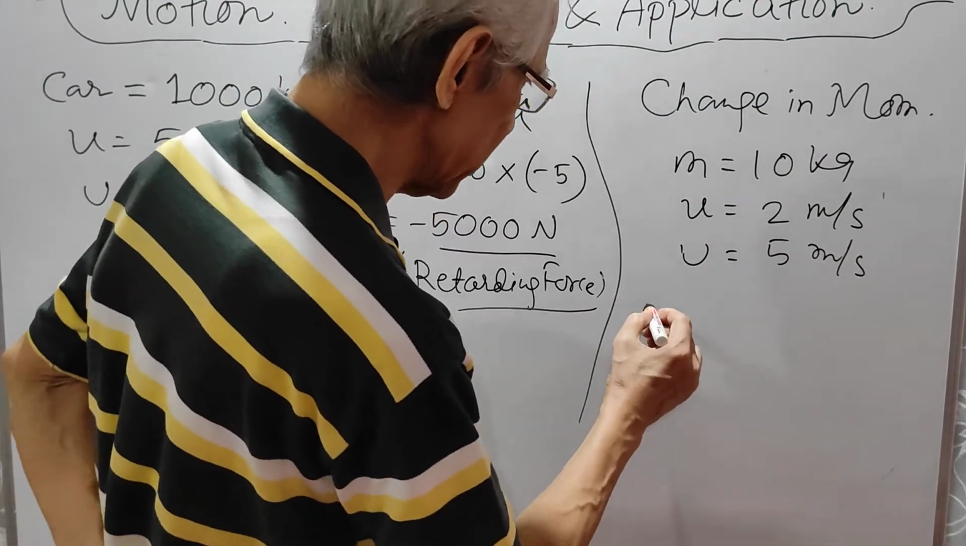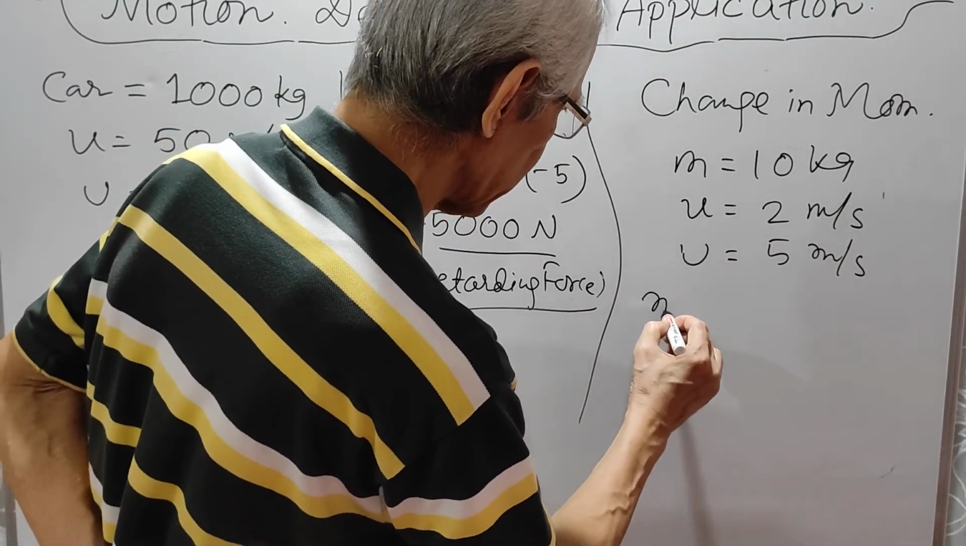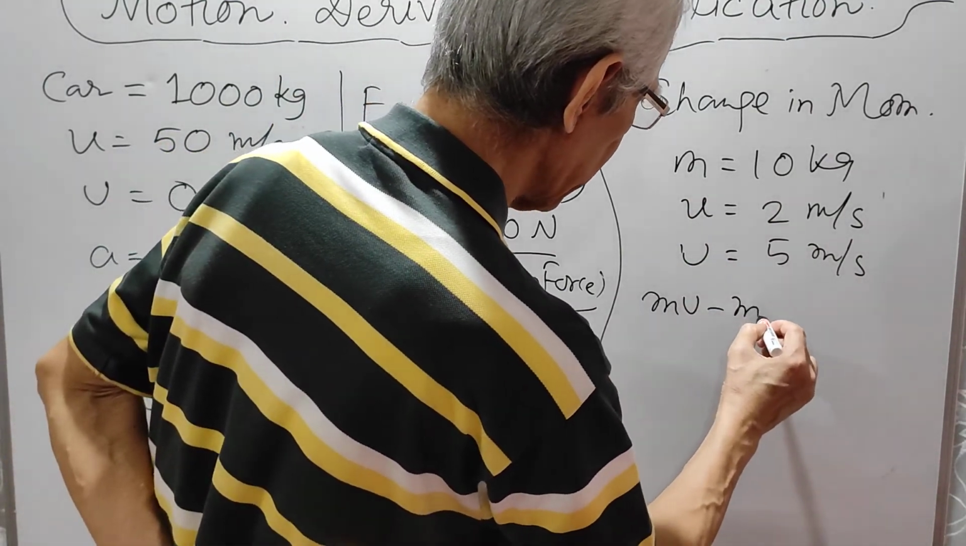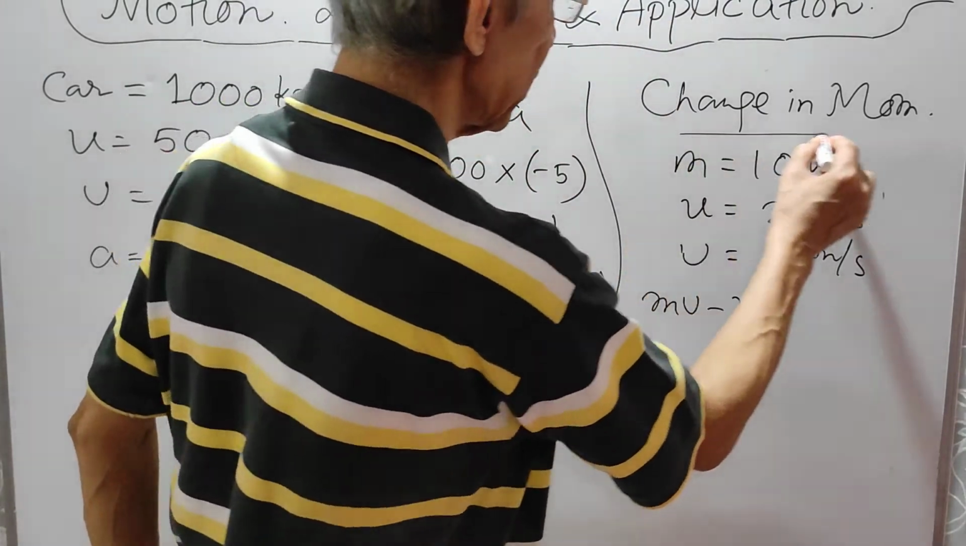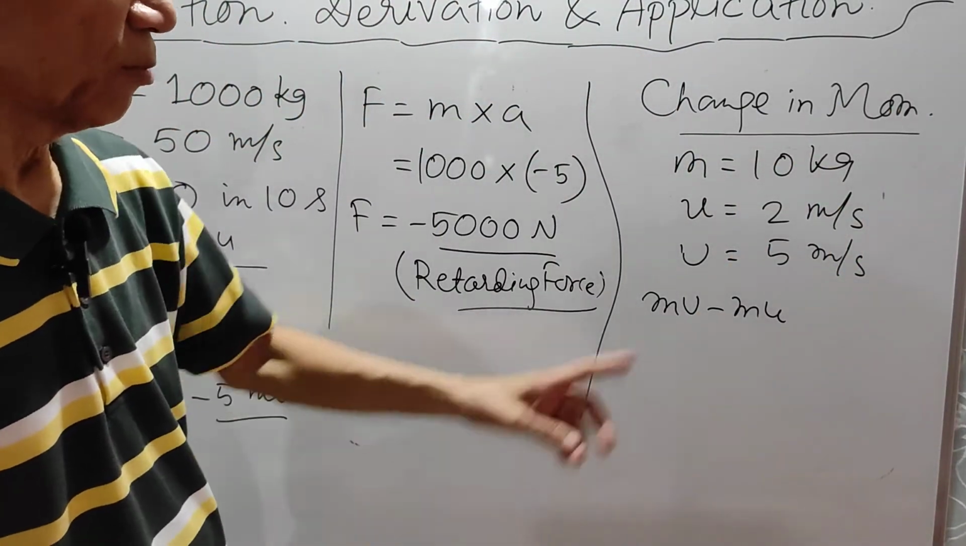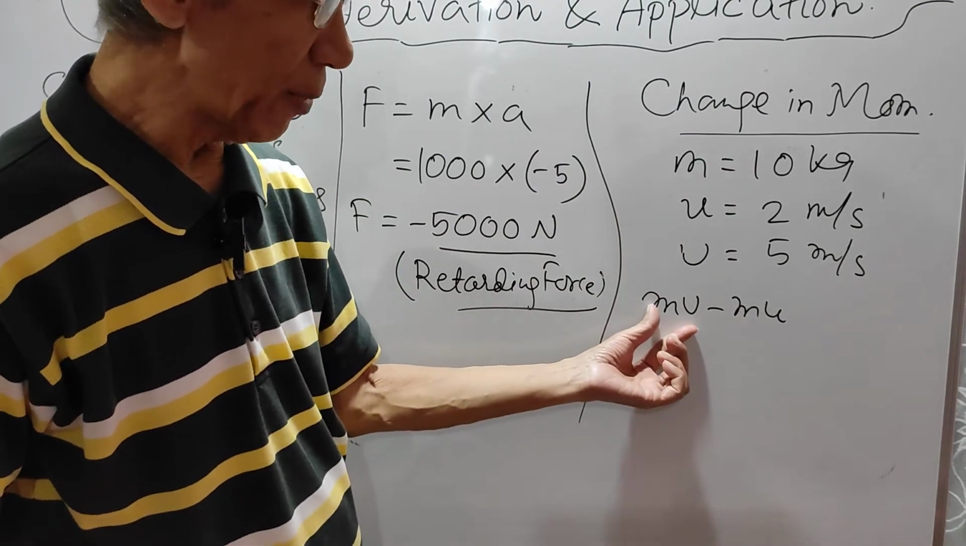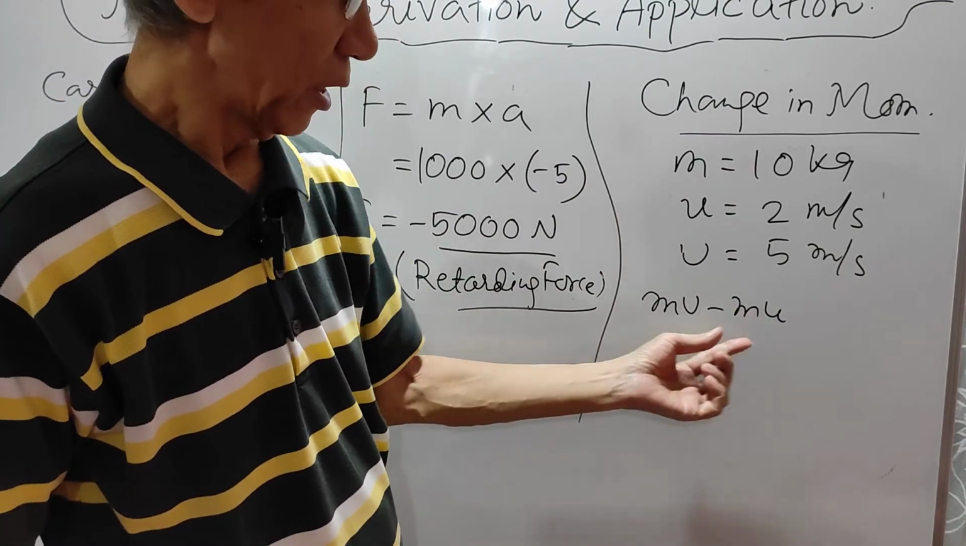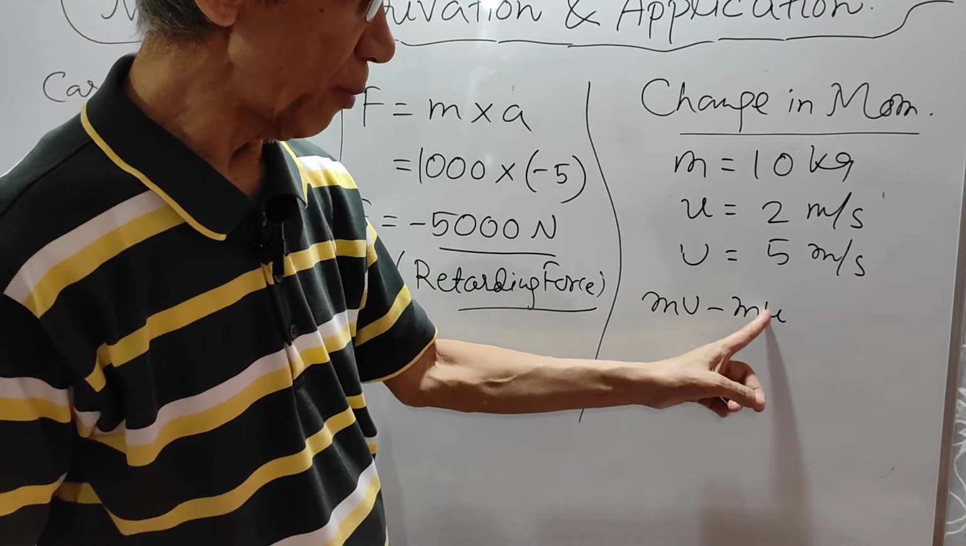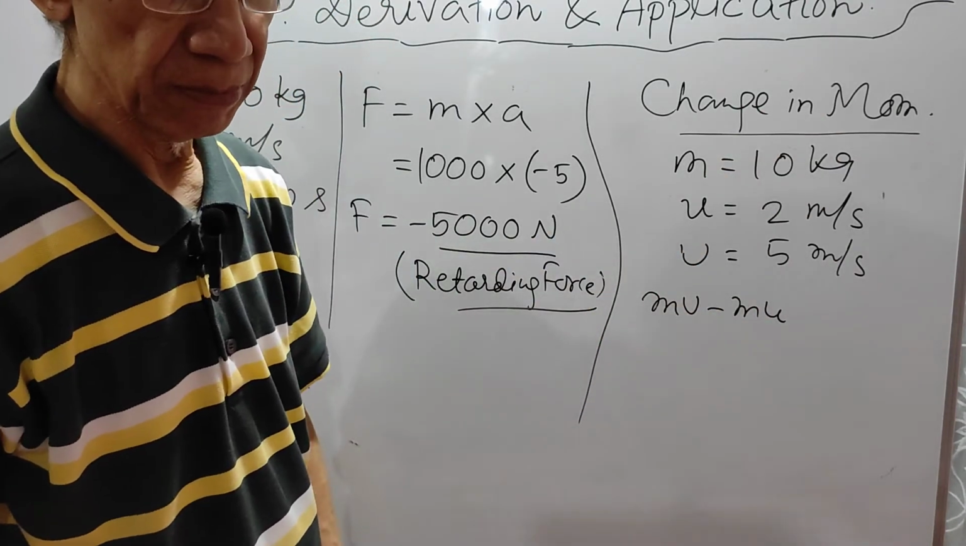Now change in momentum is a formula mv minus mu. This is the formula for change in momentum. Why mv minus mu? mv is the final momentum, mu is the initial momentum. So final momentum minus initial momentum, that will be the change in momentum, isn't it?